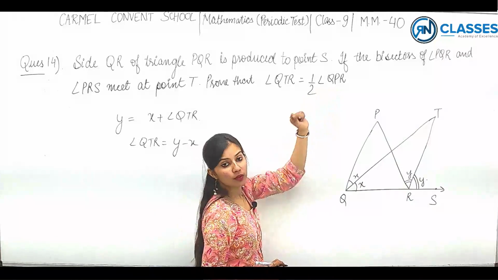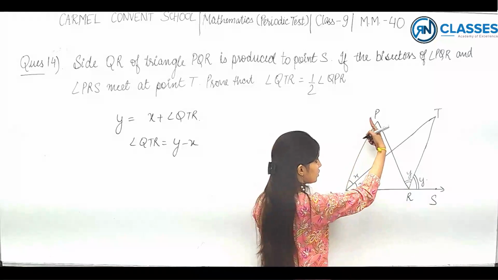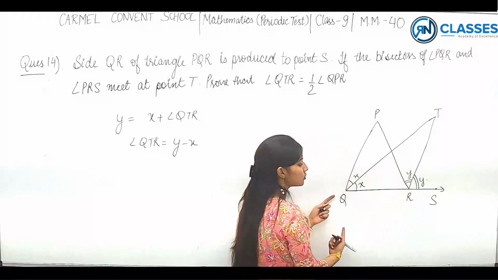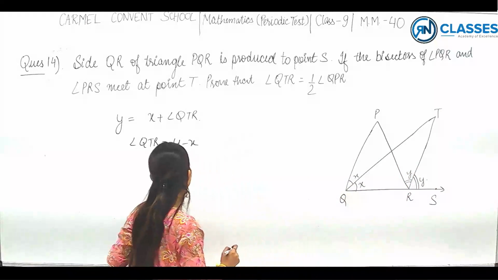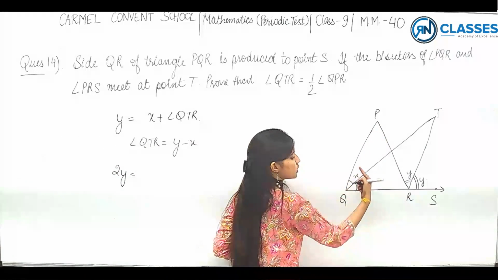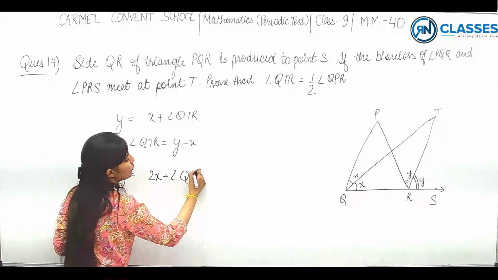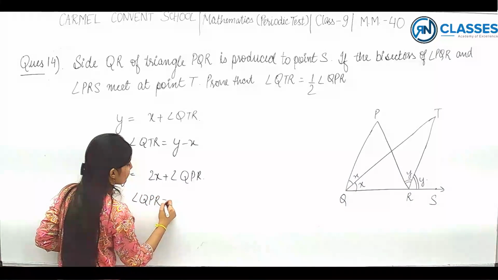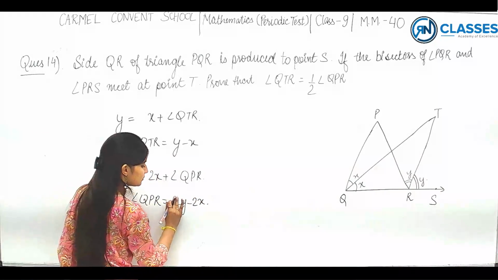And हमें चाहिए angle QPR. angle QPR किस triangle में आ रहा है? इस वाली में. And this angle is exterior to this triangle. So this angle means 2y. 2y is equal to sum of interior opposite angles, that is 2x plus angle QPR. Right? So angle QPR turns out to be 2y minus 2x. 2 कॉमन लिया.